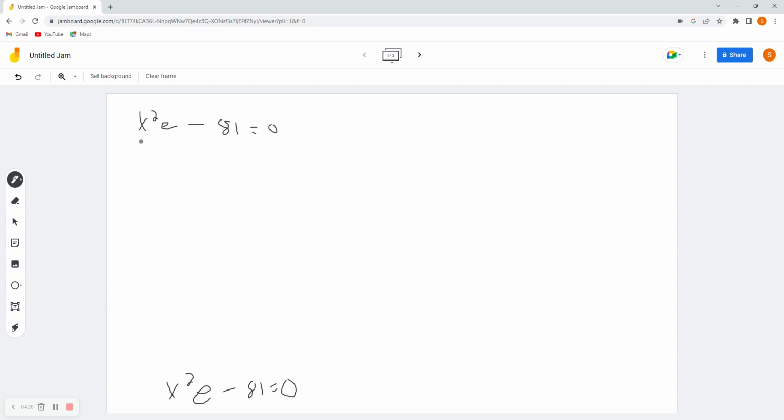So we say a is equal to e, and then b is equal to 0, and then c is equal to minus 81.